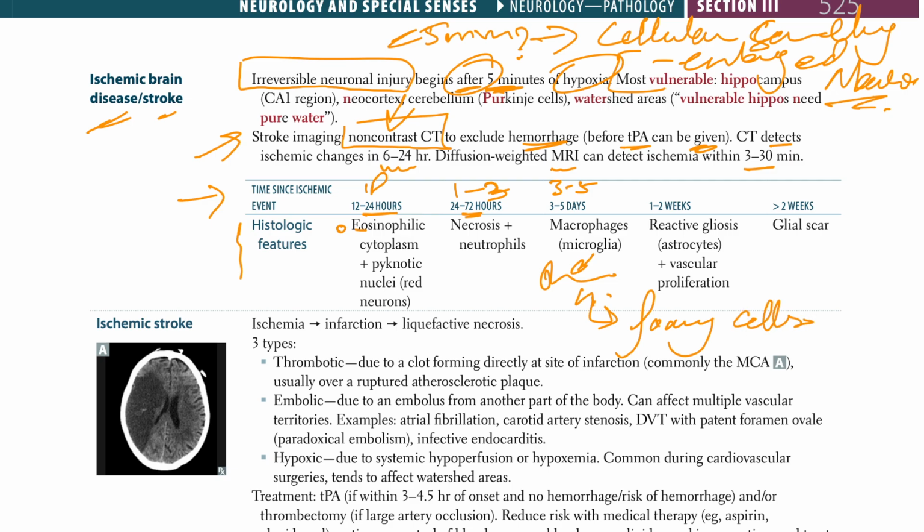Then after 5 days, you're going into weeks now. So 1 to 2 weeks, you have reactive gliosis, which is done through astrocyte proliferation, and vascular proliferation around that necrotic area. Also, there's going to be digestion of the brain tissue and removal of the necrotic tissue by lysosomal hydrolytic enzymes released by inflammatory cells and damaged neurons.